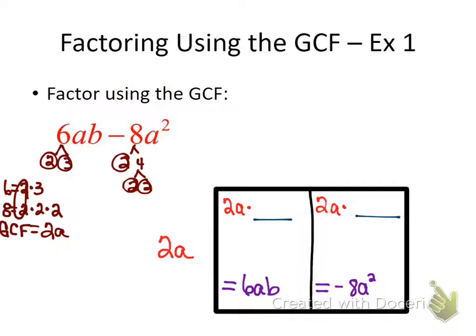2A times what will get me to 6AB? So you can break it down and think about your coefficients first. So 2 times what gets me to 6? 3. Perfect. I have an A in my height and an A in my total area. Does my length have to have an A? No. I have a B in my total area. No B in my height. So what's my length going to have? 3B. So the length is 3B. Okay?